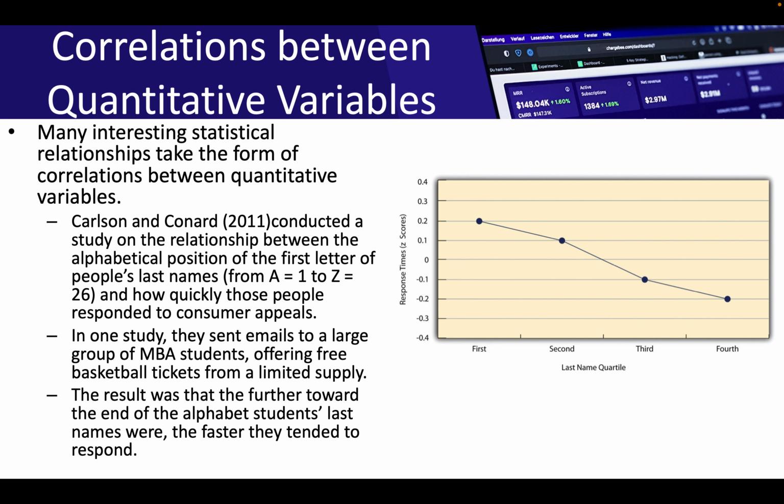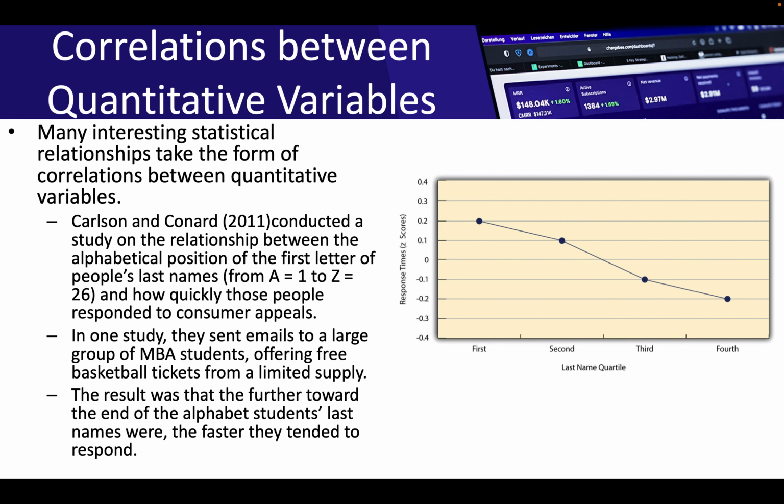Carlson and Conrad in 2011 conducted a study on the relationship between the alphabetical position of the first letter of people's last names, from A equals 1 to Z equals 26, and how quickly these people responded to consumer appeals. In one study, they sent emails to a large group of MBA students offering free basketball tickets from a limited supply. The result was that the further toward the end of the alphabet students' last names were, the faster they tended to respond.